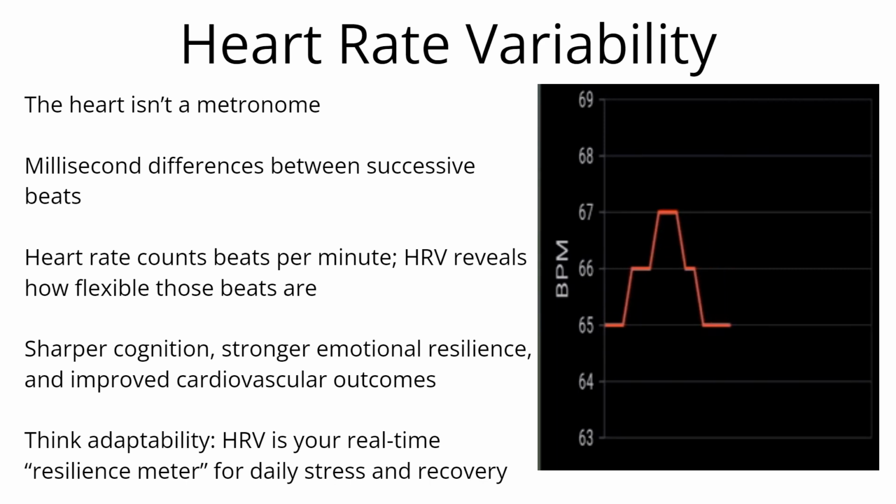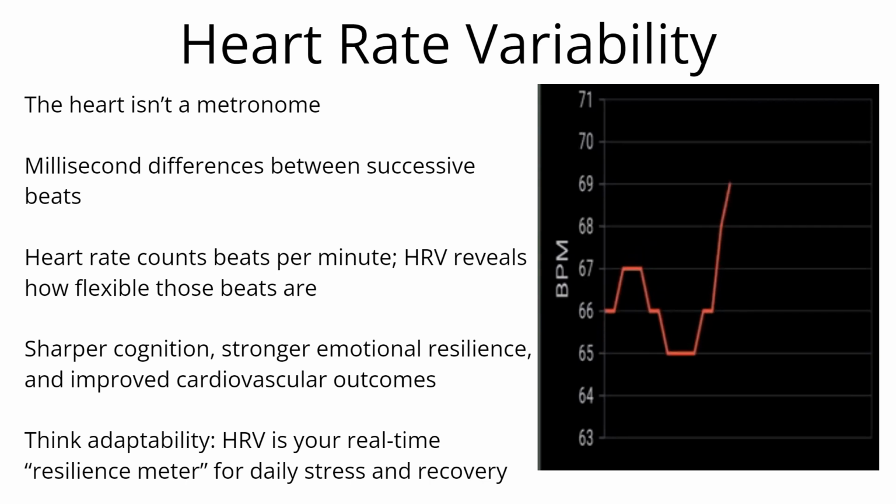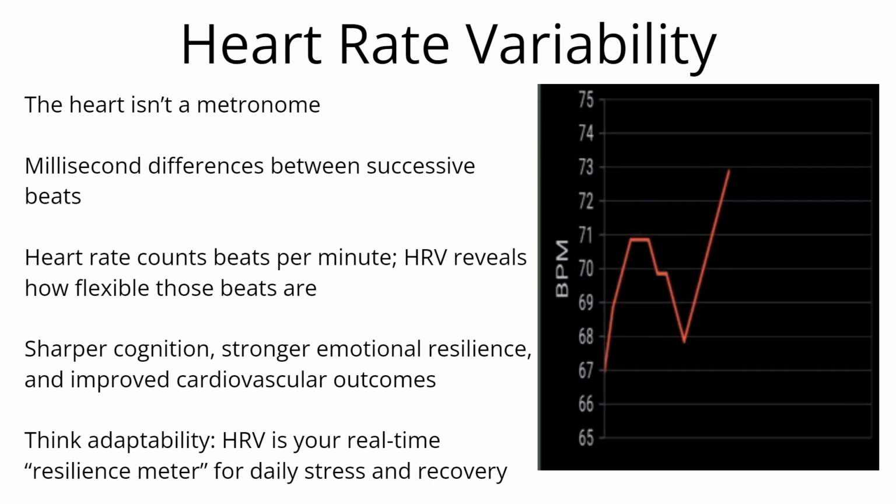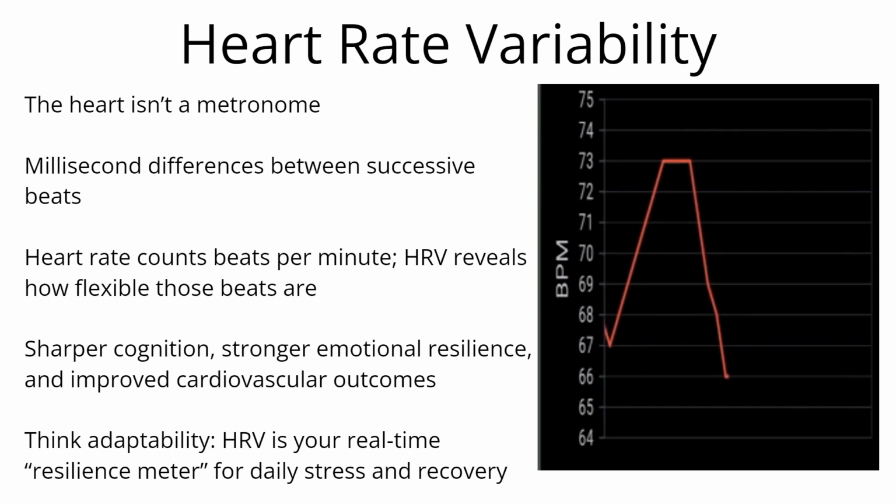a short recording window. Understanding HRV is crucial to grasping the complexities of nervous system health. Hundreds of years ago, physicians noticed these subtle irregularities, and today we measure them down to the millisecond. Heart rate indicates the number of beats per minute. HRV tells us how flexible those beats are. Here's the counterintuitive part. Greater variability usually means better health.